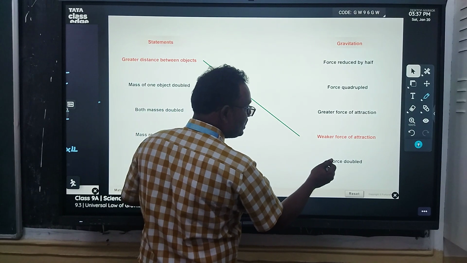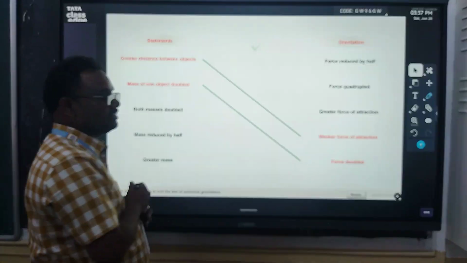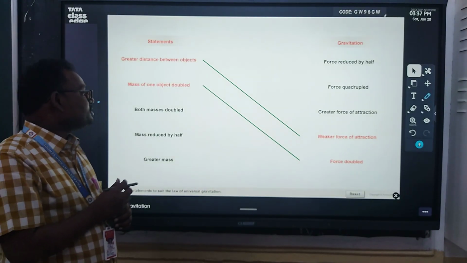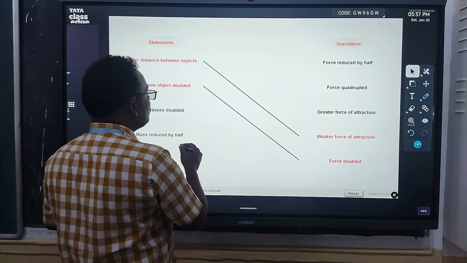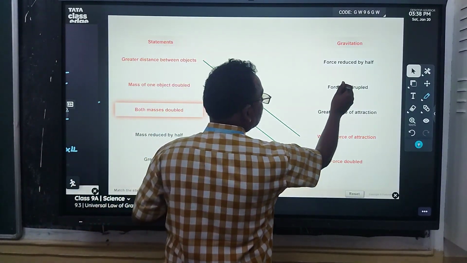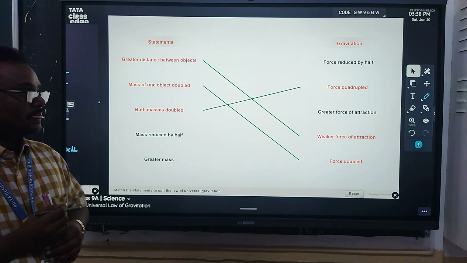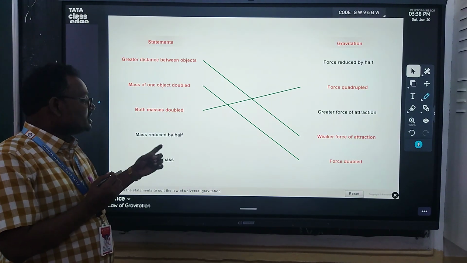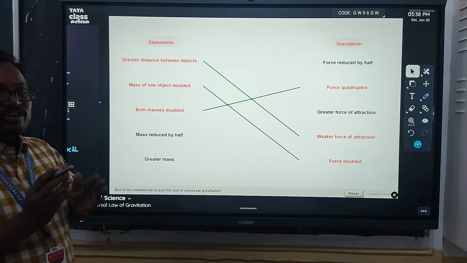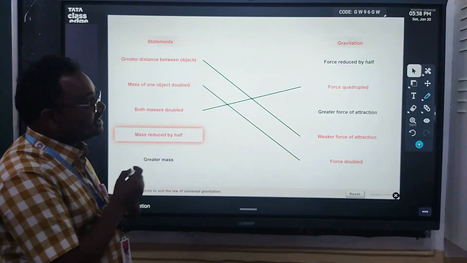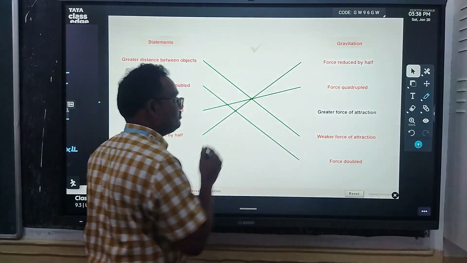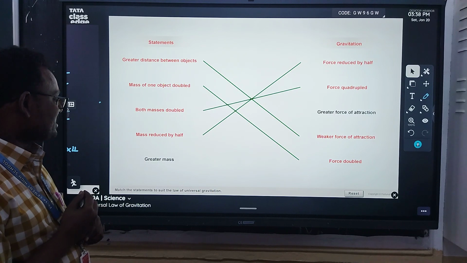Where is the force doubled? Here. Excellent. Next one, both masses doubled. When both masses are doubled, the force becomes 4 times. Excellent. Next, mass reduced by half. So when the mass is reduced by half, force also becomes half. So here mass reduced by half, here force reduced by half. Excellent. Last one is for us.